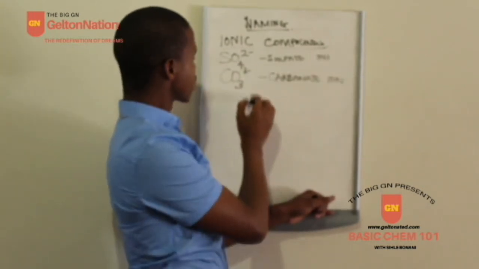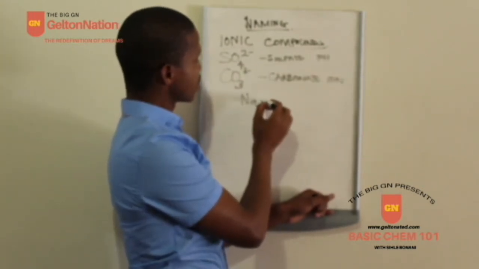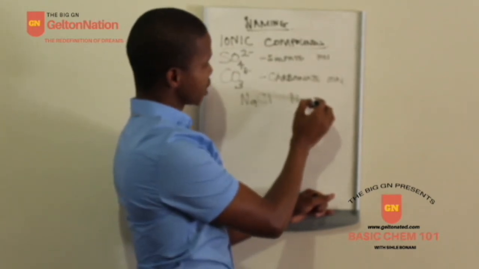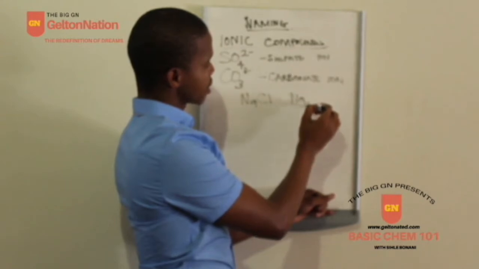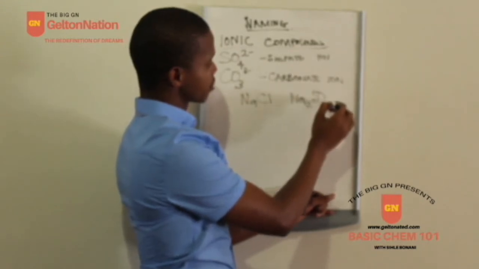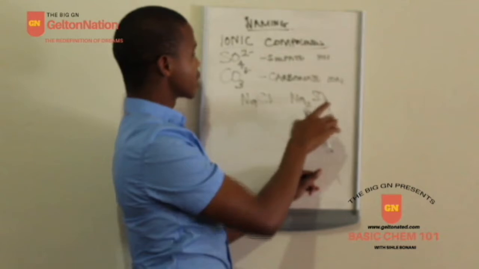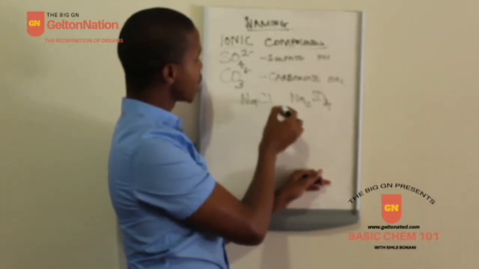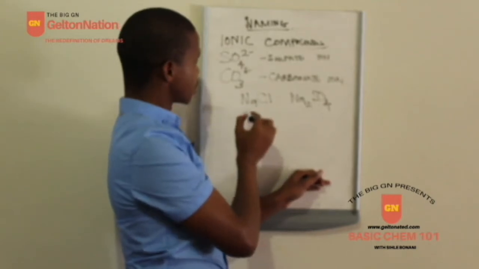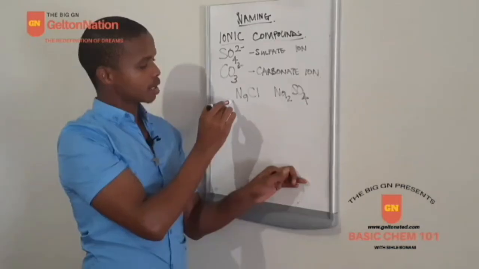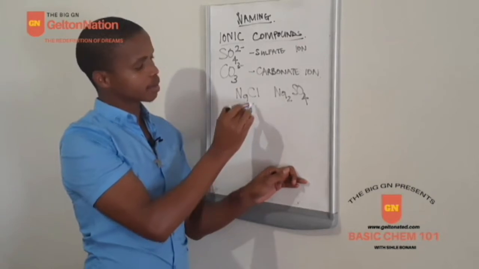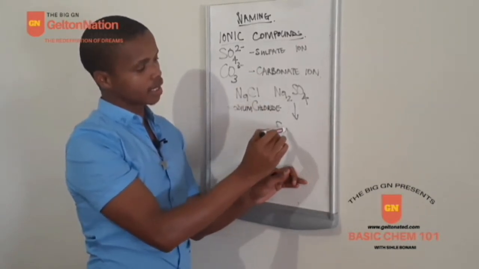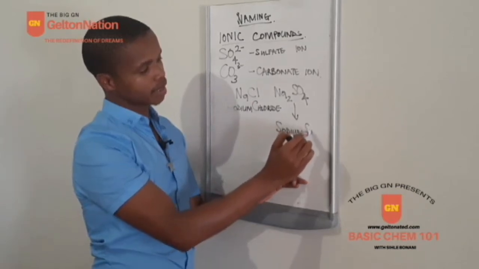So if I have something of this nature and someone says I must name this, this one is your sodium ion. This is your chloride ion. I just drop your ion, so this one is sodium chloride. Then this one is sodium sulfate.